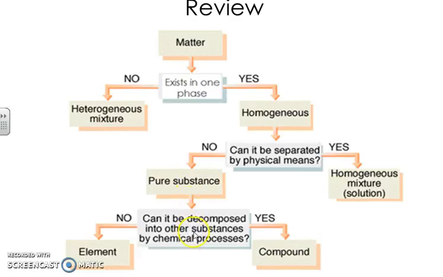We then ask if the pure substance can be decomposed into simpler substances, either yes or no again. If the answer is yes, it's a compound composed of more than one element. If no, it's a pure element. If we ask whether matter exists in just one phase, and the answer is no, then we have a heterogeneous mixture.